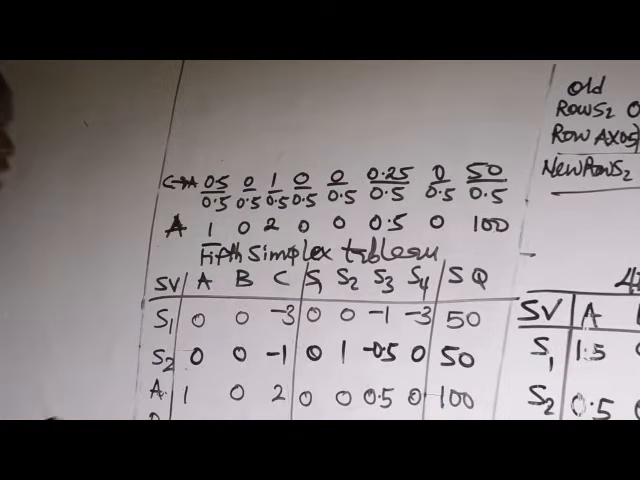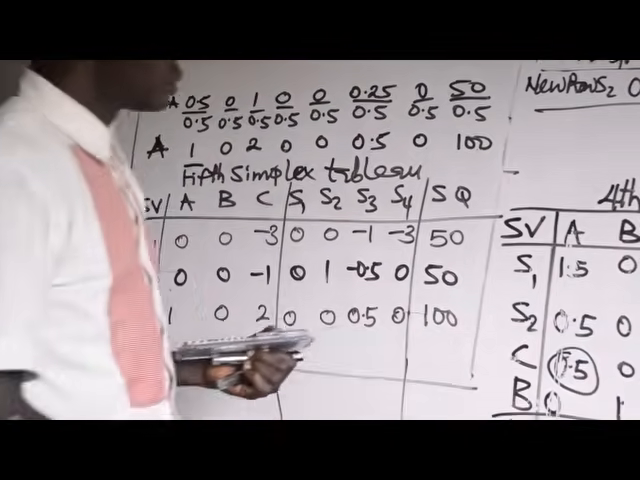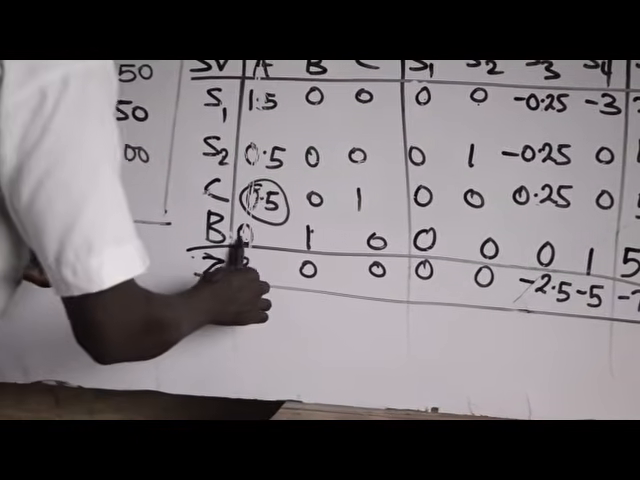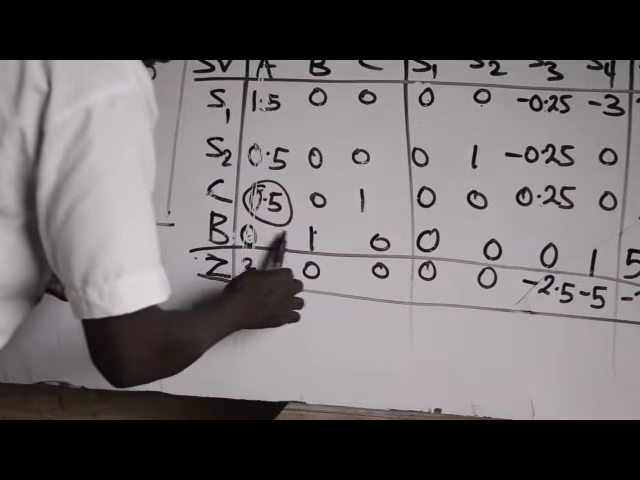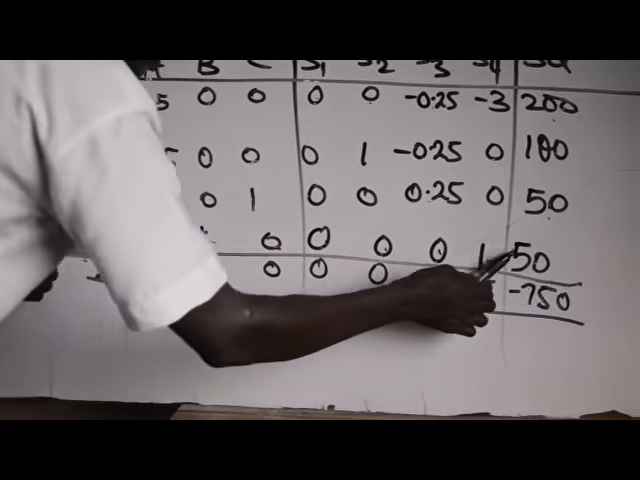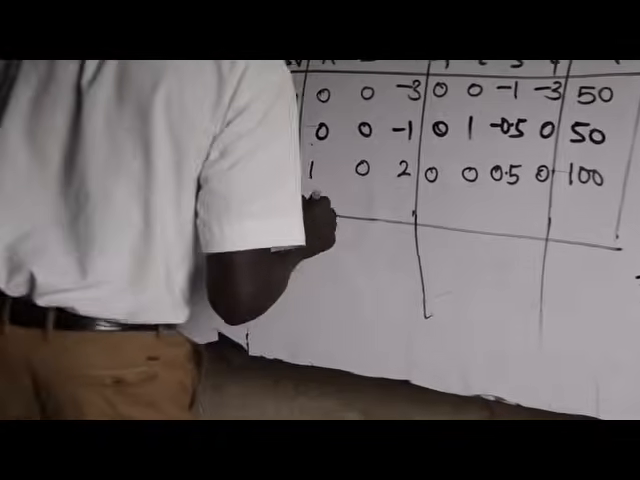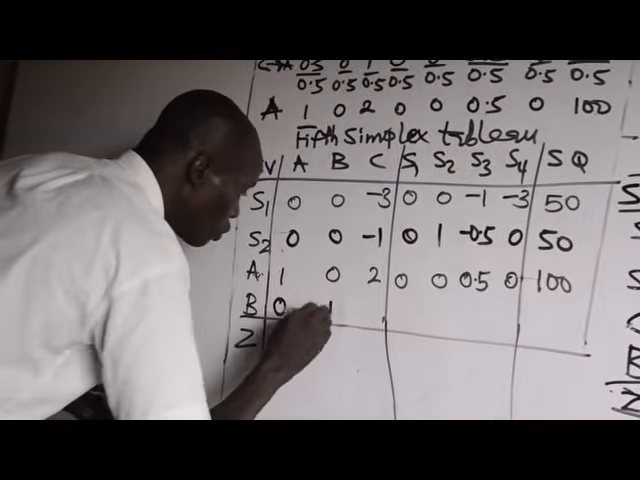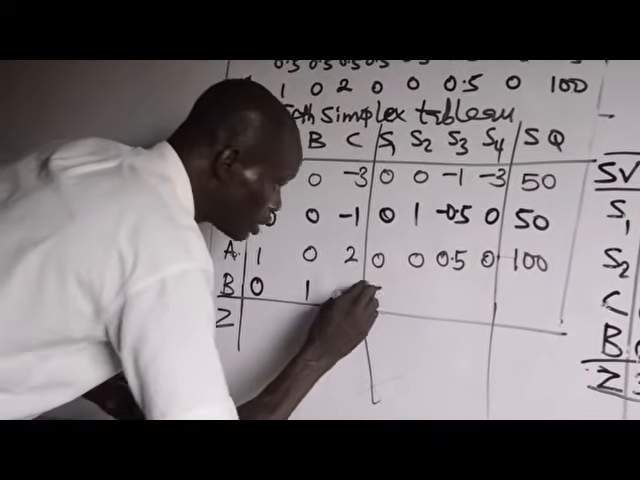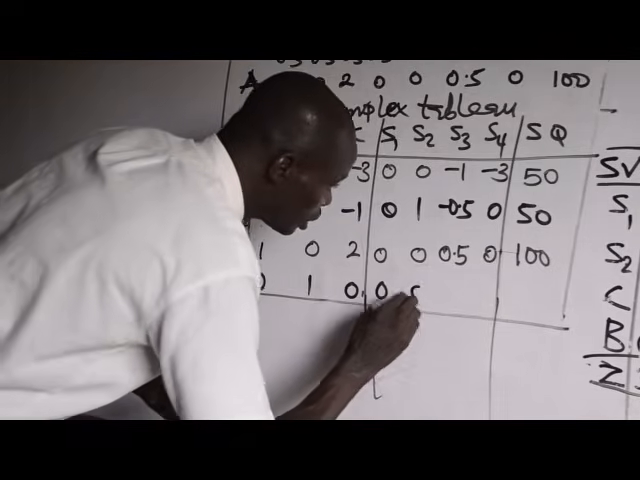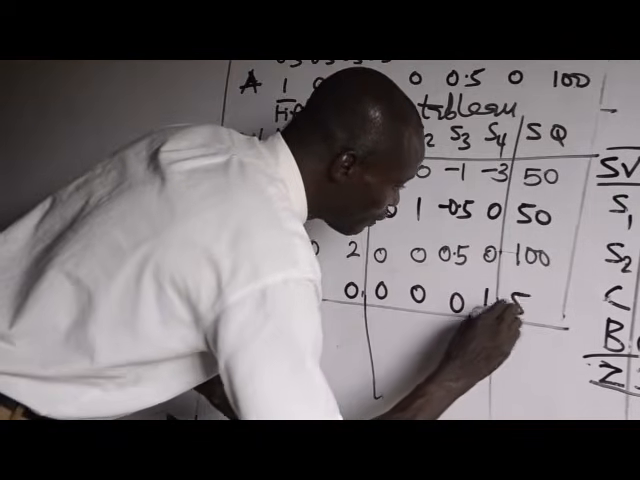Then we have row B. Row B. This value is already 0. So we don't need to subtract. So we replace it. 0, 1, 0, 0, 0, 0, 1, and 50.